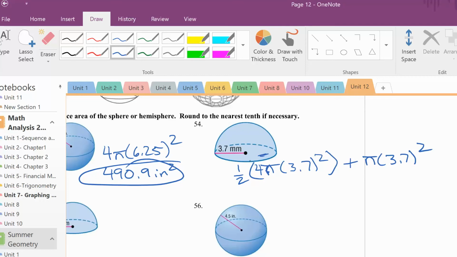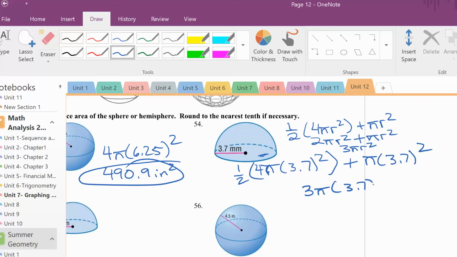And when you do that, basically the formula would be 1/2 of 4 pi r squared plus pi r squared, right? So half of 4 is 2 pi r squared plus pi r squared. So basically, if it's a hemisphere, you're doing 3 pi r squared. So in this case, 3 times pi times 3.7 squared is going to give you 129.0 millimeters squared.